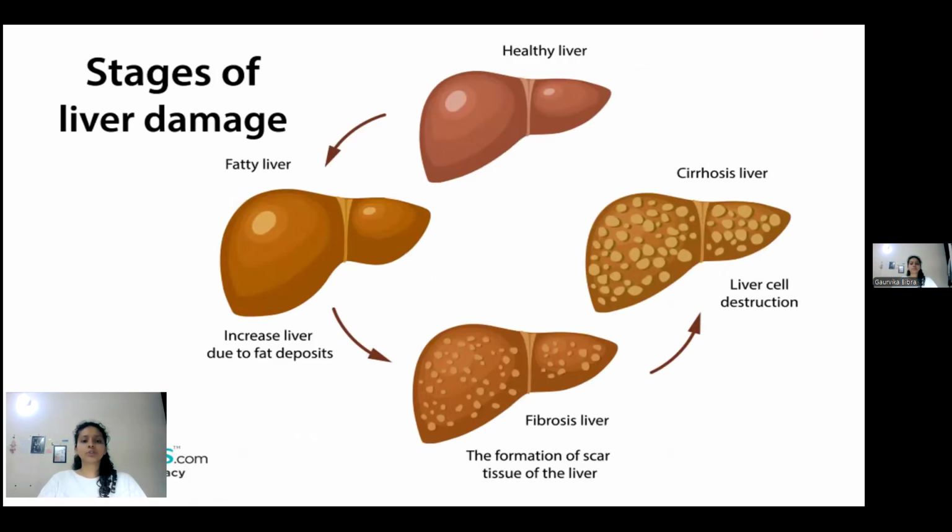Shown are stages of liver damage. A healthy liver transforms to a fatty liver due to increased fat deposits, then transforms to a fibrotic liver, with the formation of scar tissue in the liver, and liver cell destruction leading to cirrhosis of the liver.